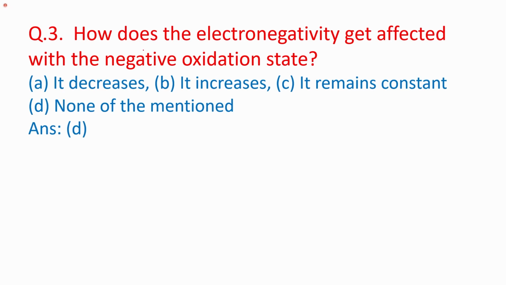Because they are asking how the electronegativity gets affected with the negative oxidation state of what? Negative oxidation state of obviously an atom or a metal. In a single atom, a negative oxidation state is not possible, right? Why? Because one atom cannot have a negative oxidation state. The whole molecule can have a negative charge, an ion. How? Suppose we take a metal complex.